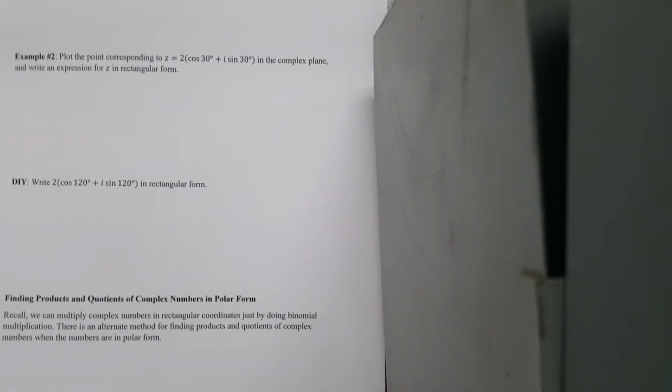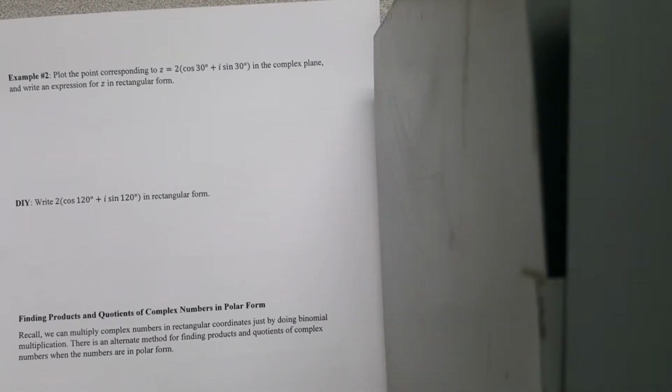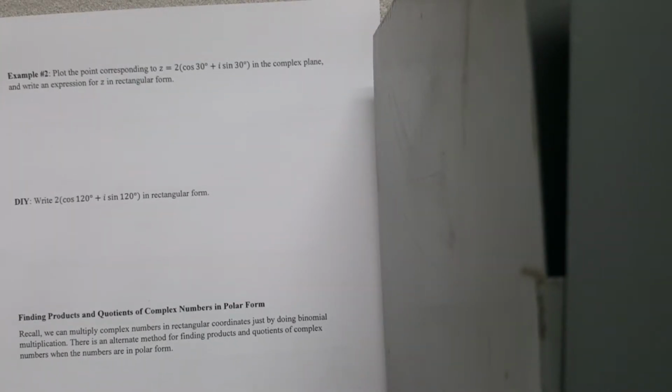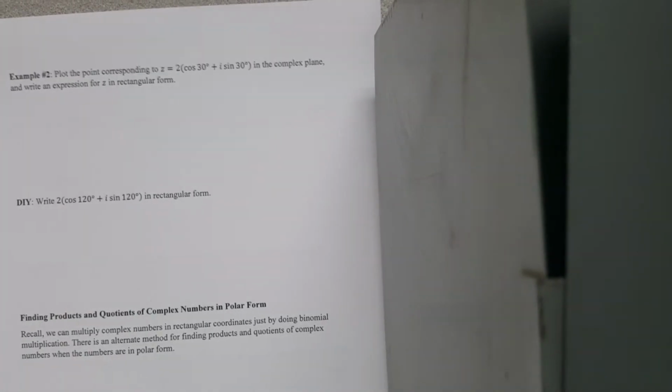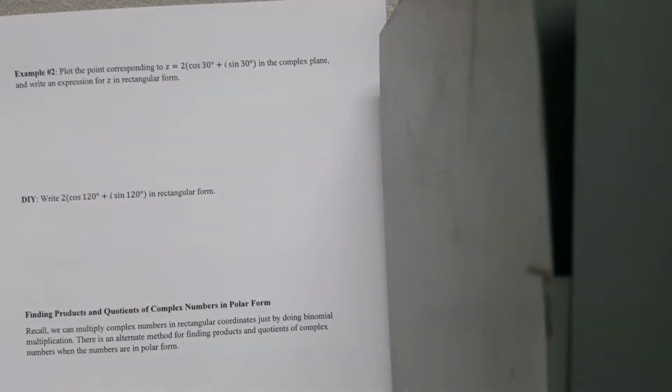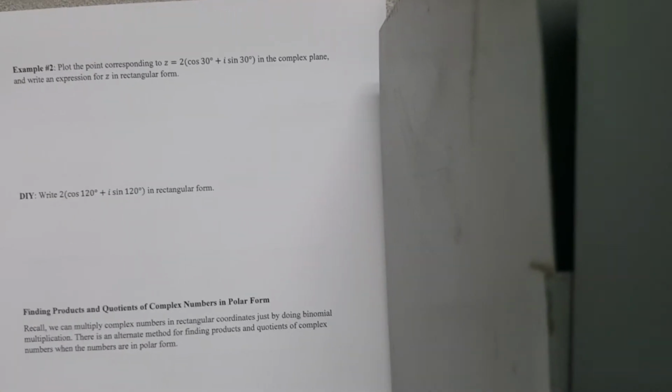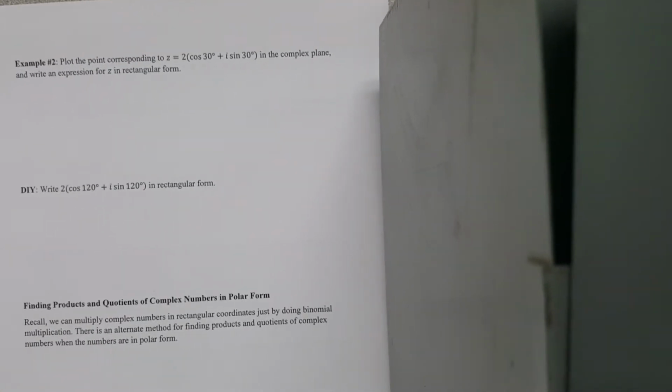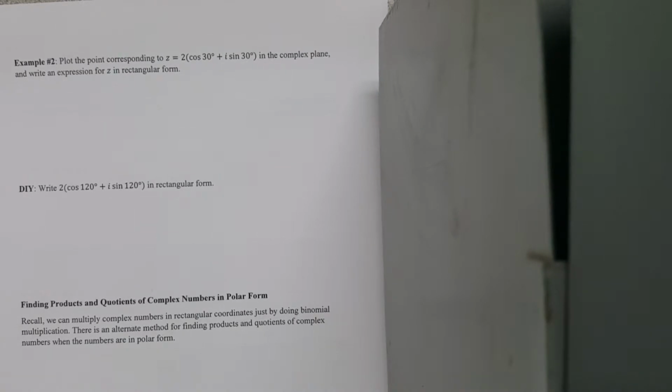Okay, now let's look at example 2. Now I'm going to go the other direction. I'm going to start with polar coordinates and I want to go to rectangular coordinates. So they asked me that I need to plot this in the complex plane and write an expression in the rectangular form.